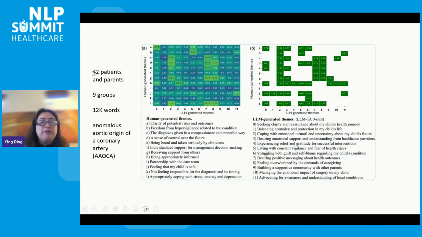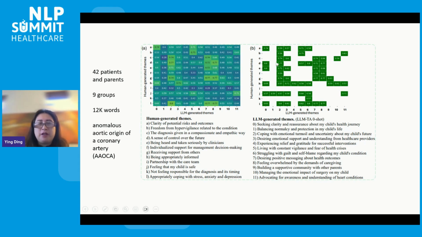This is 42 patients and parents, 9 focus groups, and 12K words in the transcript. This is for this AAOR OCR. This is one example. This is human-generated themes, and this is LM-generated themes. We combine them: on the x-axis are LM-generated themes, on the y-axis are human-generated themes. The greener the overlap, the higher the number, meaning they are more similar.